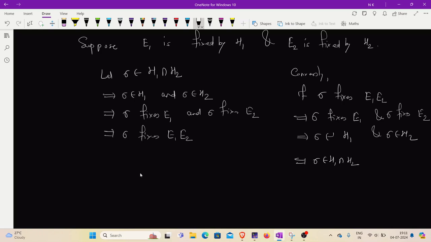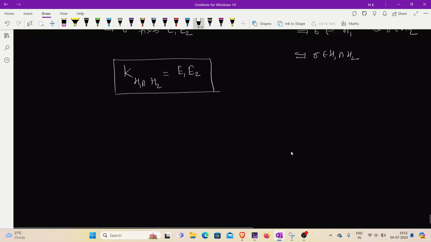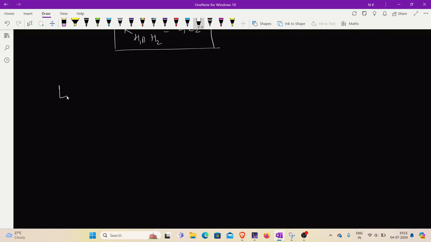So we can write the fixed field of H1 intersection H2 is equal to the composite of E1 E2. So that's my first part. Secondly, I will try to prove this. Let H equal the subgroup generated by H1 H2, right? And I will prove that the fixed field of this subgroup is nothing but E1 intersection E2.